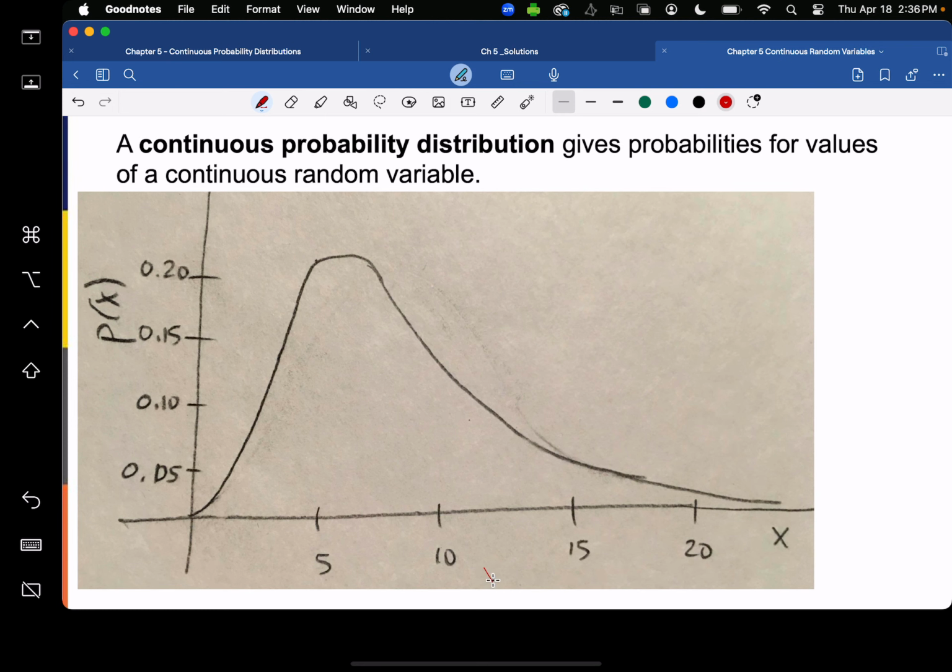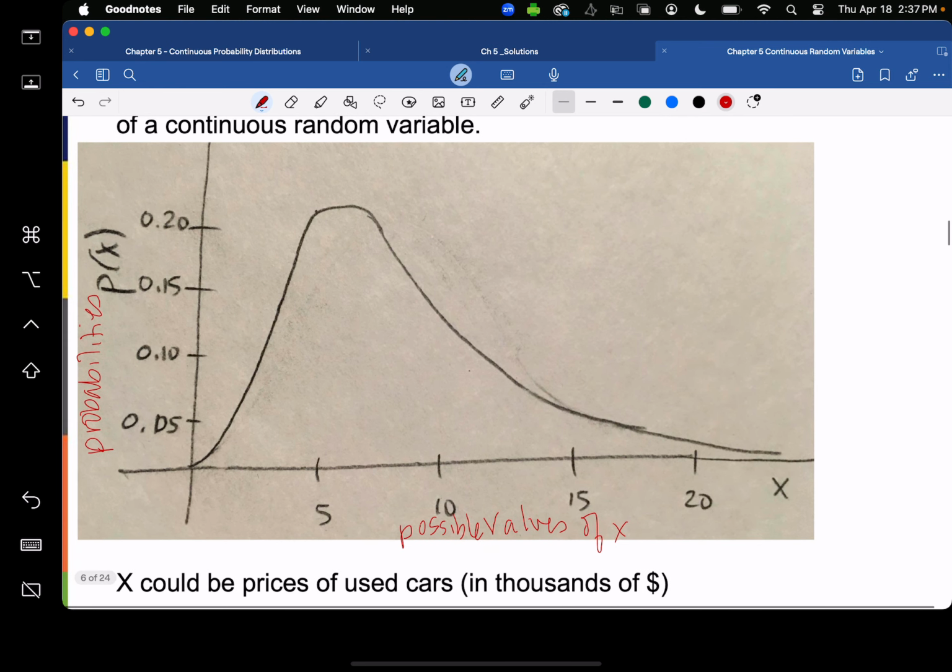So I still have the values of X, the possible values of X here. And we don't know which one we're going to get. And then we have the probabilities here. So the probabilities for this one start off kind of low, get higher around 5, and then go back down again. And this distribution is slightly skewed to the right. But all of the values of X are possible. Like we could look at this graph for 5.13 or something like that.